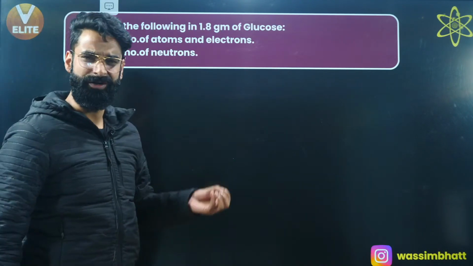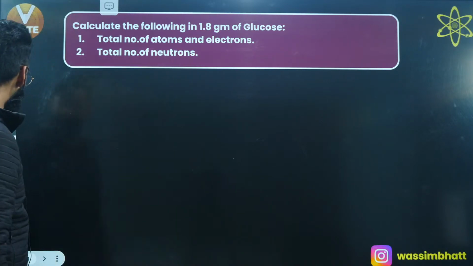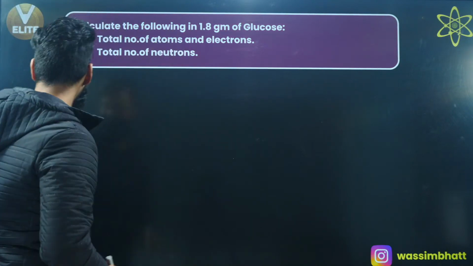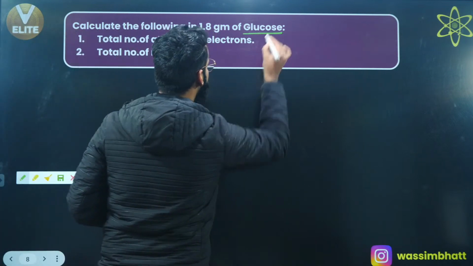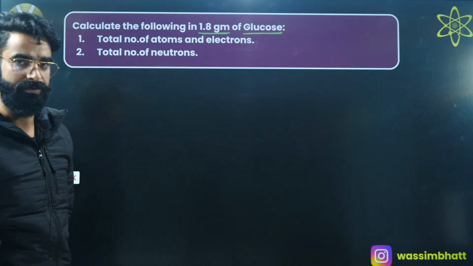This is one more question, again a similar type of question. Have a look exactly how we approach this. Calculate the following in 1.8 grams of glucose. So basically, I'm given glucose, and how many grams of glucose are given? 1.8 grams of glucose.